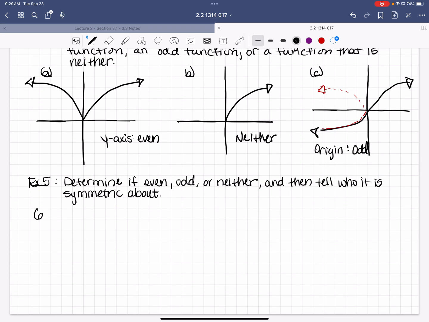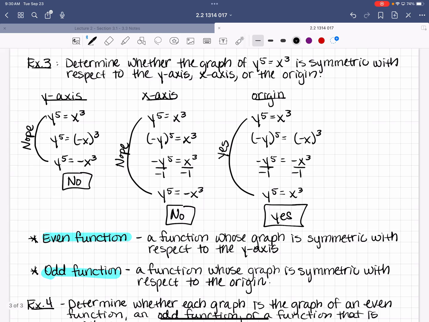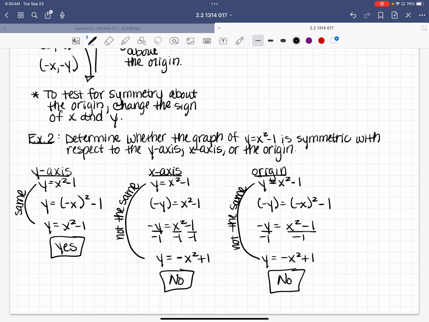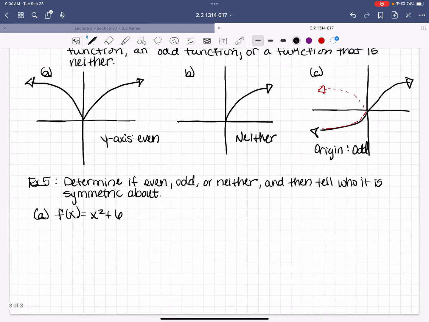A is f of x equals x squared plus 6. Now, this may bother some of you guys because what does that say? That says f of x. What have we been using? Been using y, right? Up here where I tested, it was y to the 5th equals x cubed. Over here it was y equals x squared. But now I have f of x equals x squared plus 6. Well, what did we say f of x really was? He's just y. So if you need to rewrite him as y equals x squared plus 6, you can.